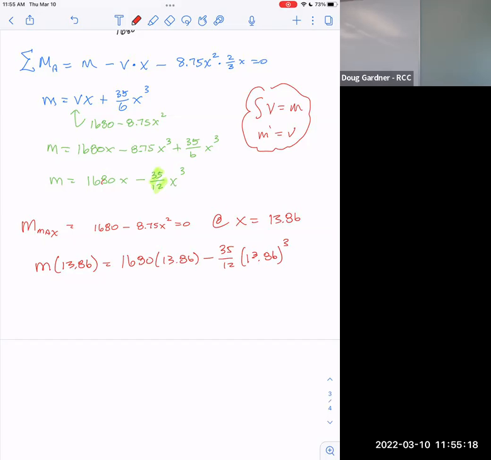Now, again, I want to look at the graph because we just saw a minute ago that didn't work for a parabola. And so, is this really right? I need to look at a graph of this to kind of check it. But at least if the graph isn't weird, 1680 times 13.86 minus 35 divided by 12 times 13.86 raised to the third power, I got 15,519.1.